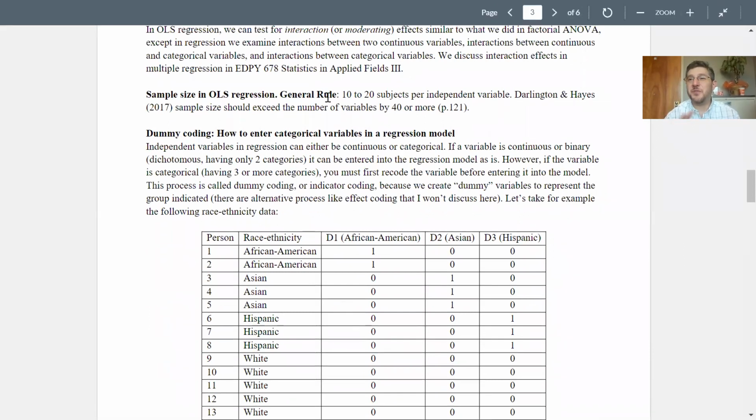Some general rules of thumb for regression analyses: you'll want about 10 to 20 subjects per independent variable. There are some other citations here. A unique thing about regression analysis in SPSS is you can't directly enter a categorical variable in the model just as it is. This really depends on the software program you use. Some of them will let you say, hey, this is a categorical variable, and enter it. But SPSS doesn't allow you to.